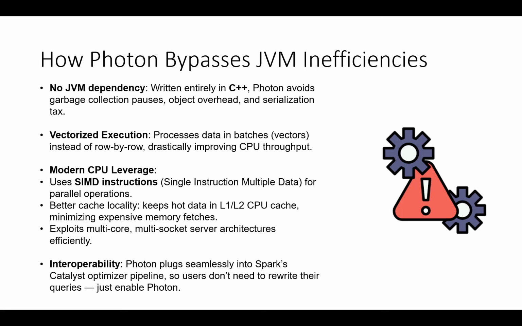It is important for us to understand how Photon bypasses the JVM inefficiencies that we spoke about. What is it doing extra? The one basic thing is that Photon has been written in C++, so there is definitely no JVM overhead. It avoids all those garbage collection steps, object overhead, and serialization taxes, because it is written in C++. It is also a vectorized execution, which means that it processes data in batches, or vectors.